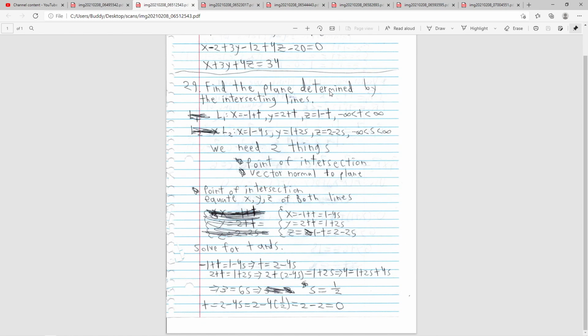Find the plane determined by the intersecting lines. This one I really wrote out to make sure you understand the process, but it's relatively simple. We have two lines, L1 and L2. I'll label this in parametric equation form. So we need a point of intersection and a vector normal to the plane.